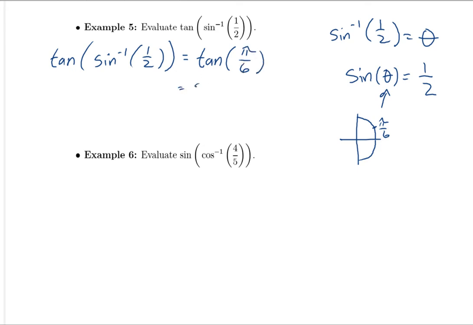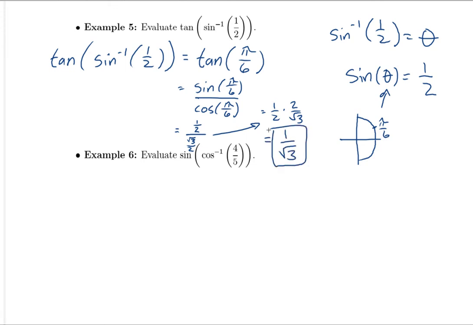But then the tangent of pi/6 is, of course, the sine of pi/6 divided by the cosine of pi/6, which is 1/2 over the square root of 3/2. Which is equal to 1/2 times 2 over root 3, which would give me 1 over the square root of 3. So when we recognize a special value inside of here, we want to use that special knowledge to write that inverse as one of our special angles and then just evaluate.